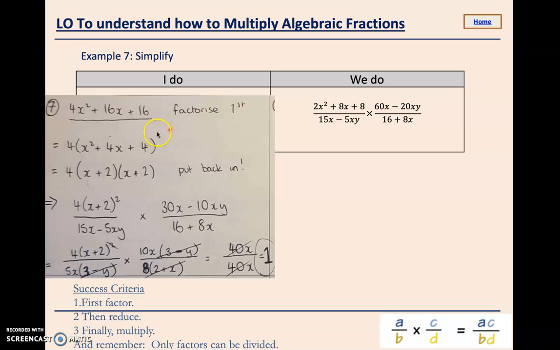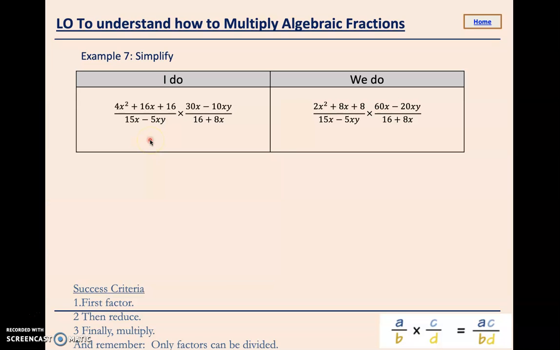So that's what I've done here. Factorise this first. We can take out 4 from all of them, so we end up with x squared plus 4x plus 4. We can see that that factorises to (x plus 2)(x plus 2), because x squared, plus 2x, plus 2x, plus 4. Okay, so that works.